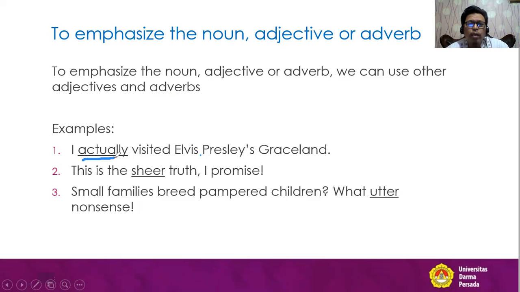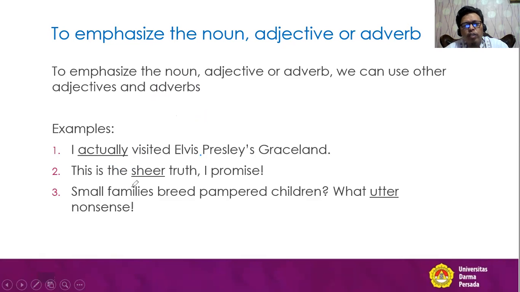I actually visited Elvis Presley's Graceland. Everybody, we have actually. This is to emphasize the word visited. Okay. Actually is an adverb. And then this modifies visited.